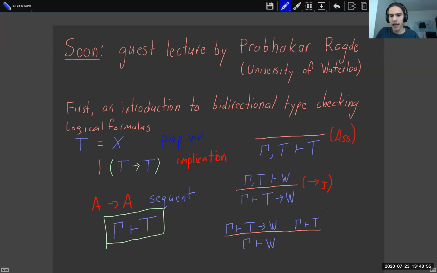And finally, how do you use an implication? Well, if you know that T implies W, and here we're working in the same context gamma throughout, and you also in this context know T, then really this context should have a proof for W. This is implication elimination. This is the rule that lets us use implications.